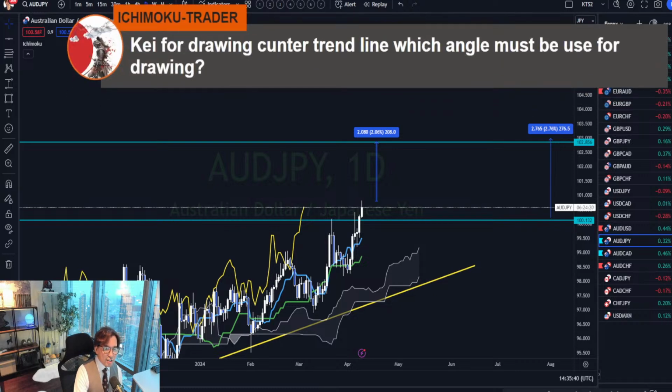Okay, Ichimoku Trader says, K, for drawing counter trend line, which angle must be used for drawing? There is no specific angle to draw it. It can be with any angles, as long as you see potential N wave, potential breakout. To have N wave, you can always draw the counter trend line.